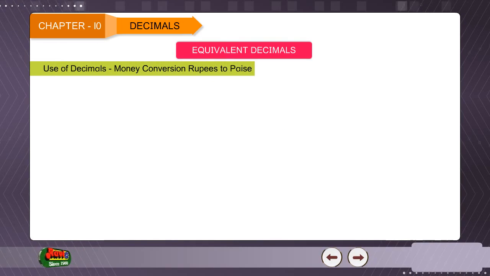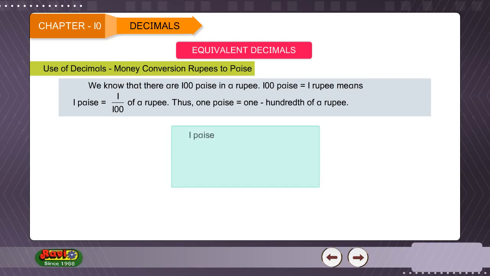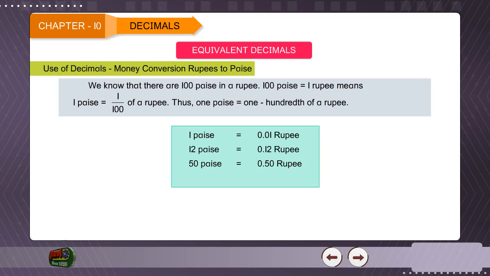Use of decimals. Money conversion, rupees to paise. We know that there are 100 paise in a rupee. 100 paise is equal to 1 rupee, means 1 paise is equal to 1 by 100 of a rupee. Thus, 1 paise is equal to one hundredth of a rupee. 1 paise is equal to 0.01 rupee. 12 paise is equal to 0.12 rupee. 50 paise is equal to 0.50 rupee. 88 paise is equal to 0.88 rupee.